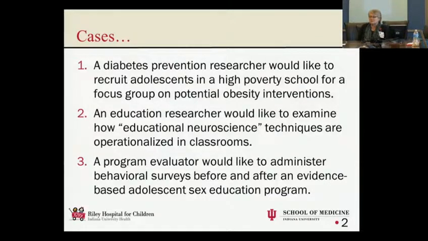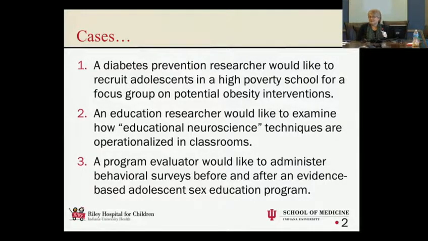The first was a diabetes prevention researcher who wanted to recruit adolescents in a high poverty school for a focus group on potential obesity interventions. She was having problems with parental consent and having kids return consent forms into the school, and had questions about waivers of parental consent and innovative approaches to consent.